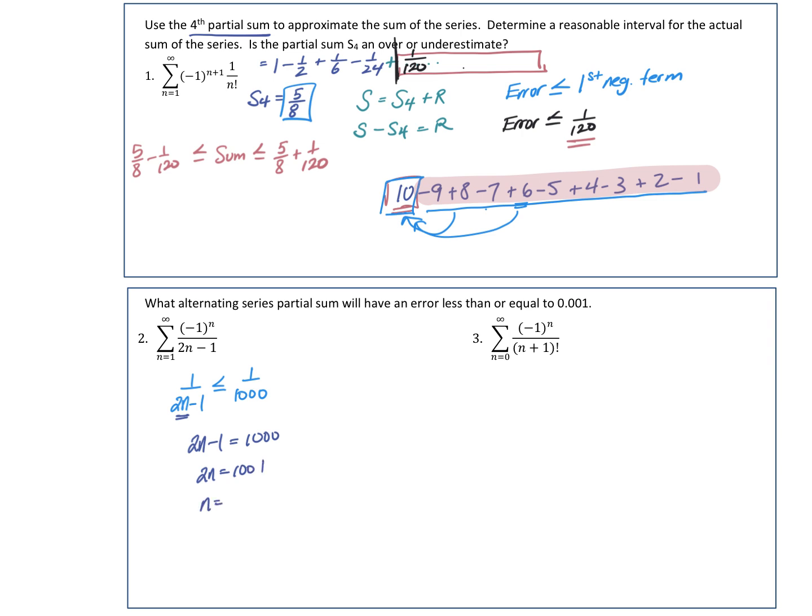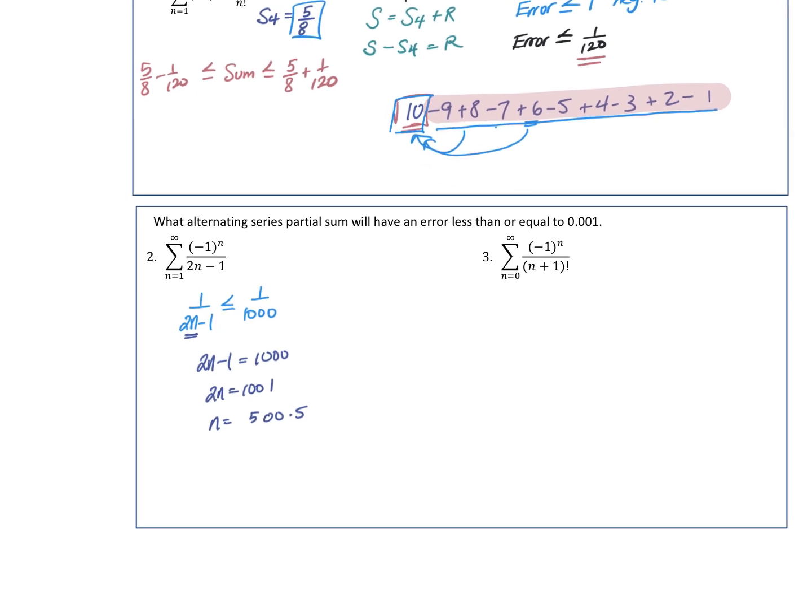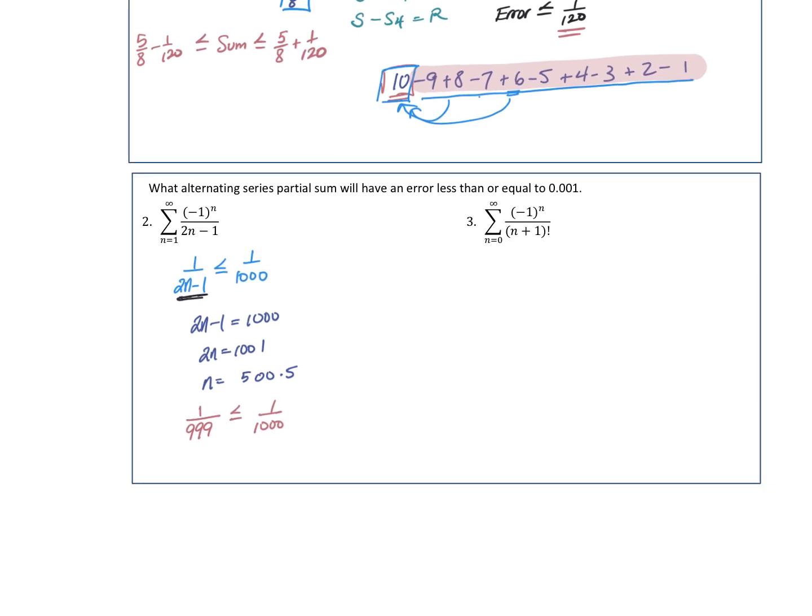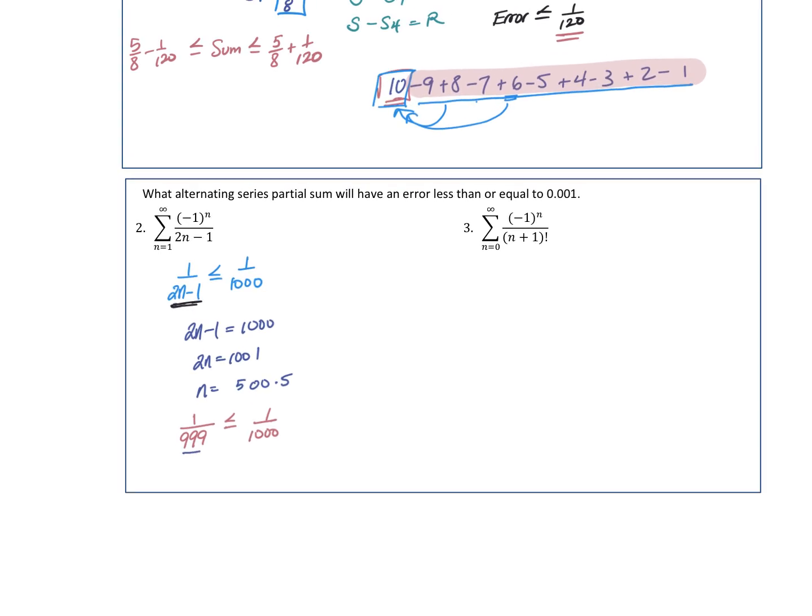So n is equal to 500.5. So we're in the 500 range. If I plug in 500, we're going to get 1 over 500 times 2 is 1,000 minus 1 is 999. Is that less than or equal to 1 over 1,000? And I don't think that it is, because this would have to be bigger on the bottom. So this is when n equals 500.